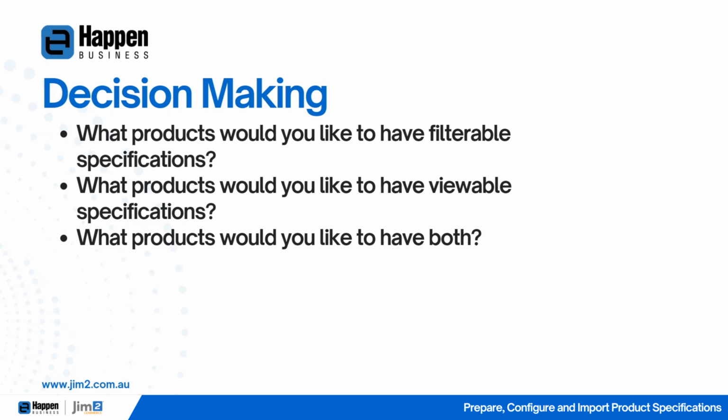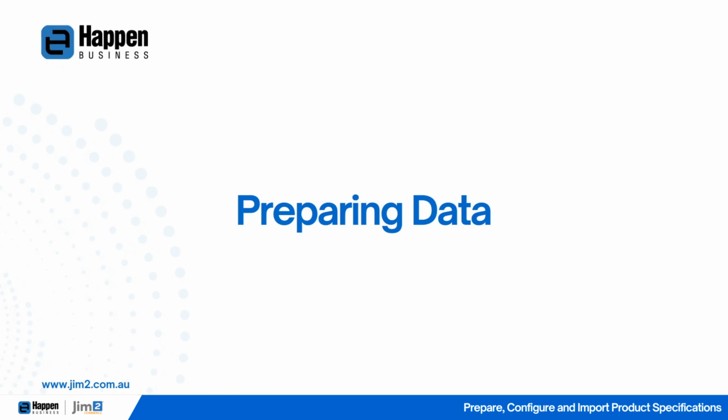Essentially, filterable specs are what your customer is going to filter products by on the website at a category level. And viewable specs are what your customer is going to see on the product page at a product level. Once you've decided what products are going to have filterable or viewable specifications, or both, we can begin preparing our data for importation into Jim2Commerce.